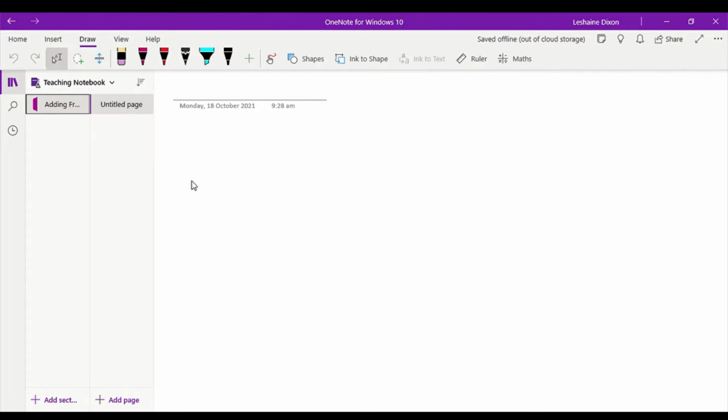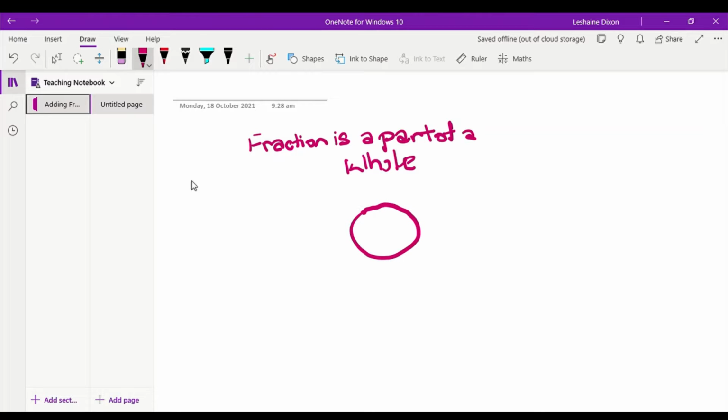Hello, so today we'll be hopping into adding fractions. So we know that a fraction is a part of a whole. That means if you have a whole circle, for example, just using a circle as an example, and you cut this in two, you'll have one of two pieces over here and one of two pieces over here. These halves would be called fractions, right?